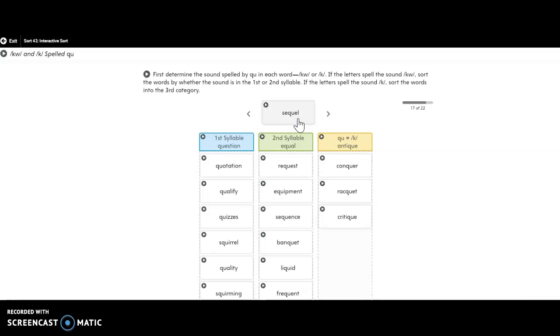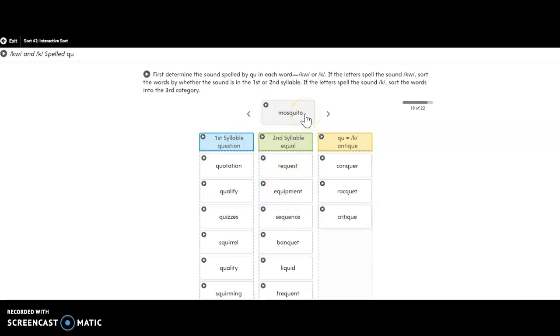Next is sequel. This word means it's the second one in a series. It's the sequel. It's the next. All right. Sequel. It's not in the first syllable, and we do hear the QU.